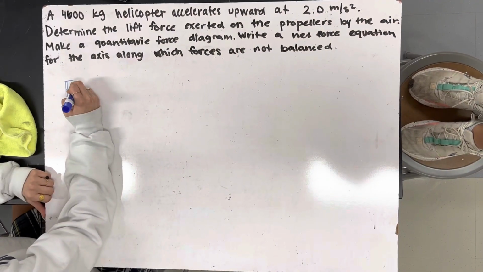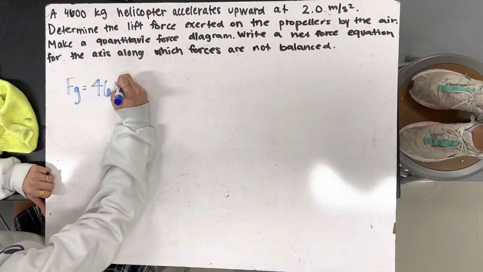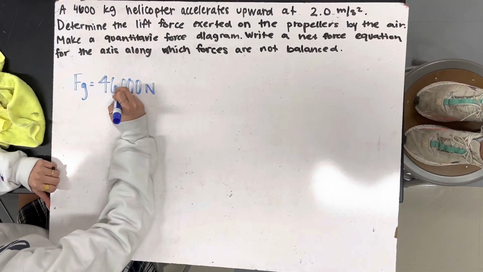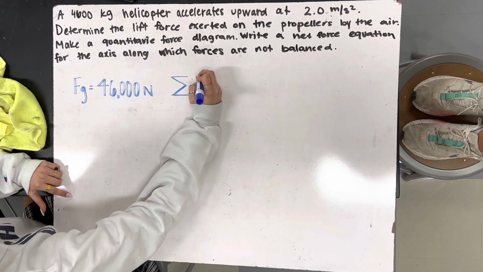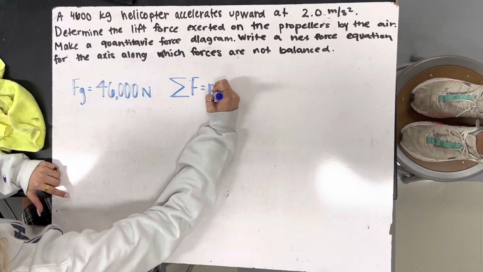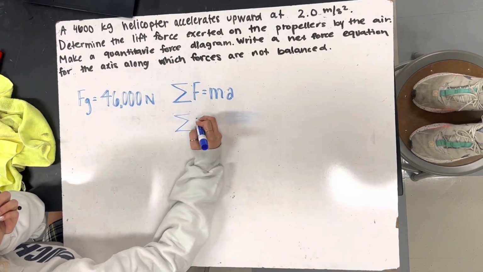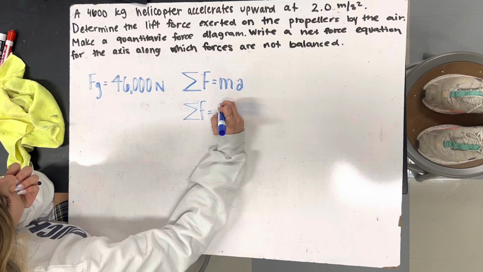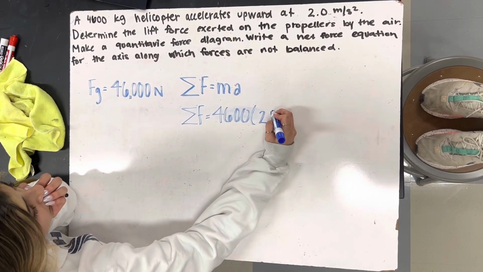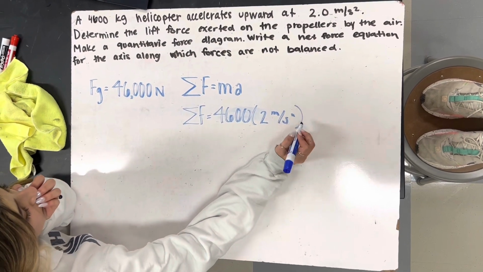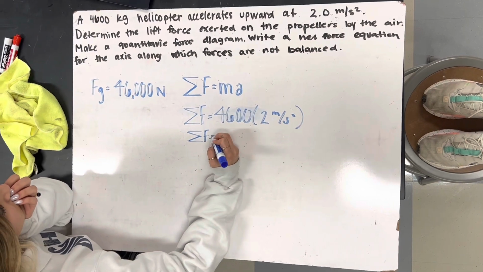The force of gravity is equal to mass times the acceleration of gravity. The acceleration of gravity is 10 meters per second squared. The net force is equal to mass times acceleration. The mass is 4,600 kilograms, and the acceleration is 2 meters per second squared. The net force is calculated to be 9,200 newtons.